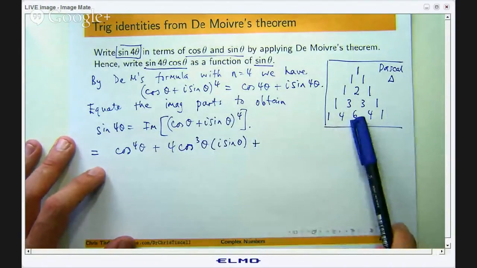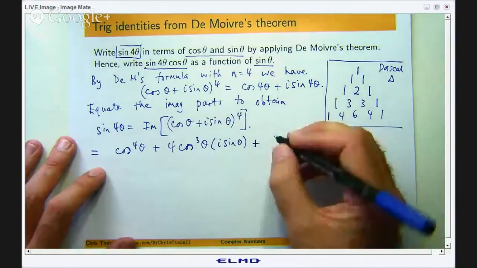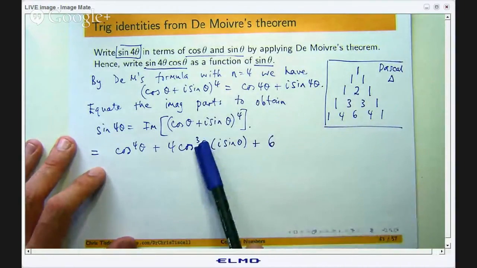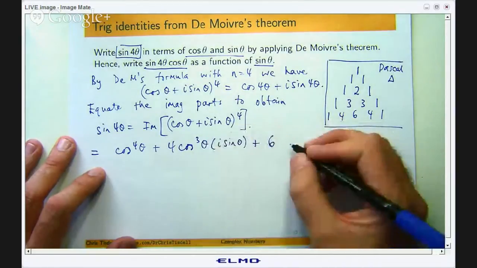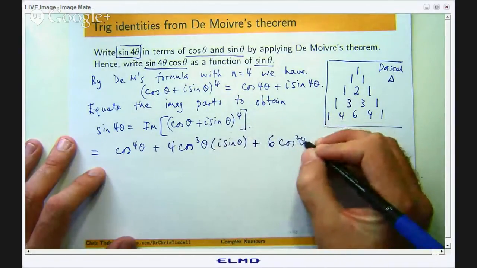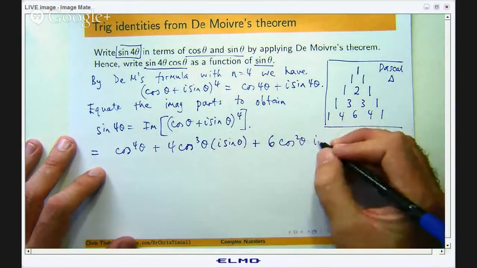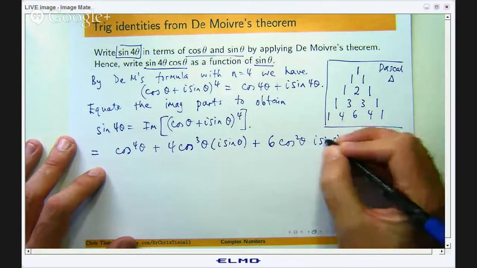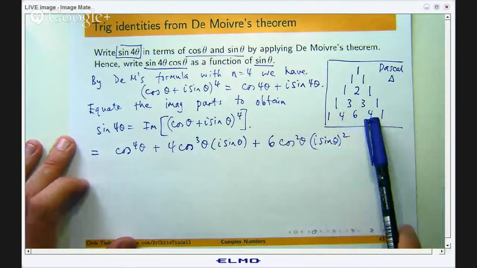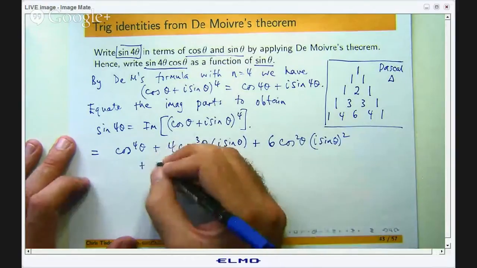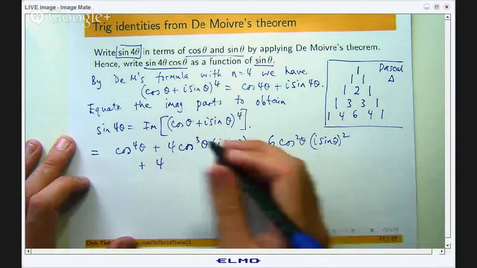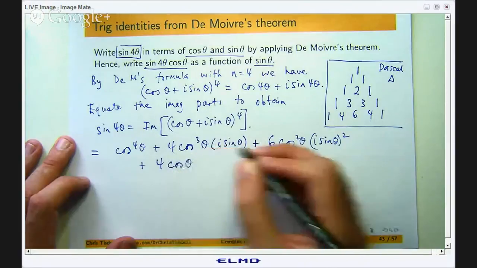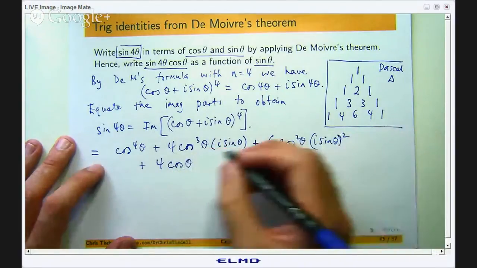Okay, let's move on to the 6. So I decrease this power by 1 and increase this power by 1. So we'll get a cos squared and an i sine theta all squared. Yeah, so move on to the next one. Decrease this squared by 1, so I'll just get cosine, increase this power by 1.